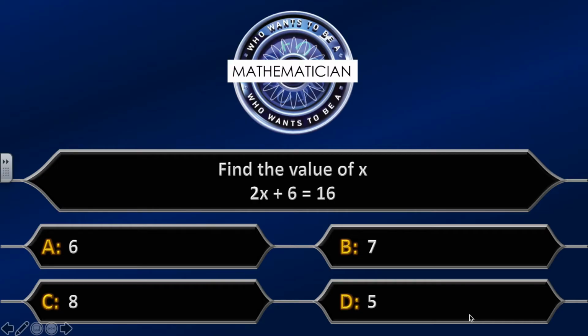Find the value of x. 2x plus 6 equals 16. Again, the four possible answers are A, 6, B, 7, C, 8, D, 5. I'm going to give you another 10 seconds to answer this question. Yep, so the correct answer is D, 5.